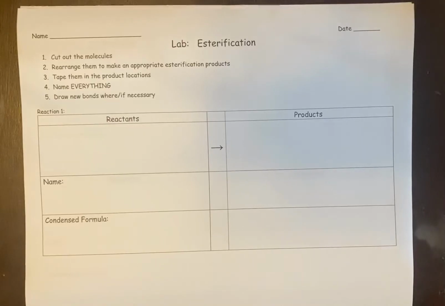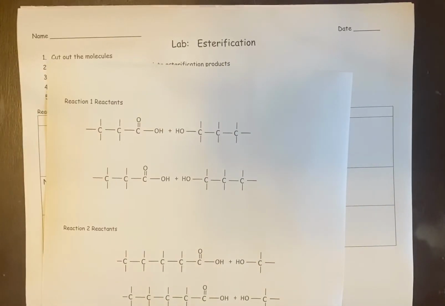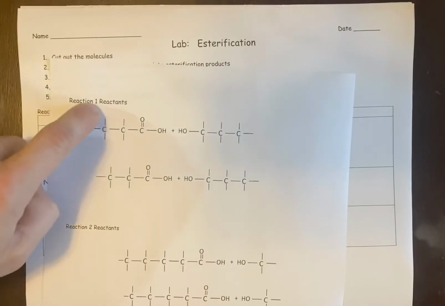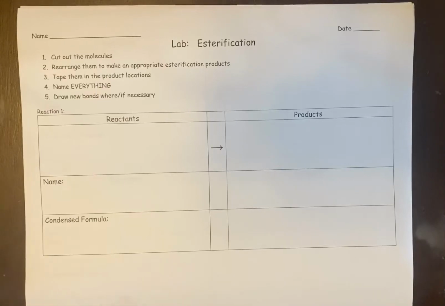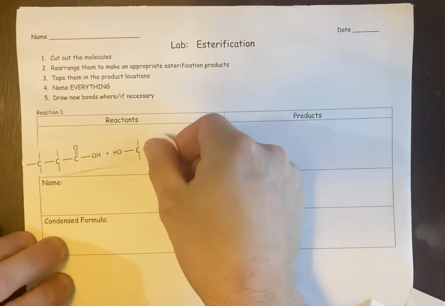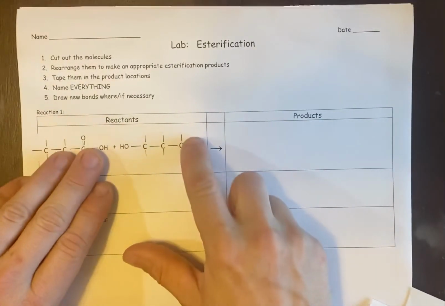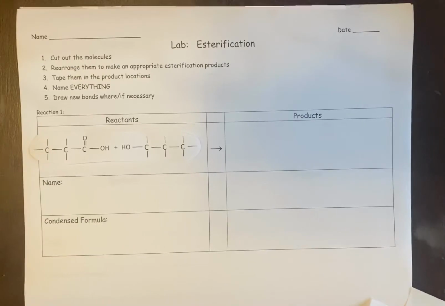So what we did instead is we have fake molecules. Here are our fake molecules, and notice for reaction 1, I have 2 of the same molecules, and there's a reason for that, which is why I'm doing this with you. What you're going to do is cut these out and tape them on where they're supposed to go. The first one goes right here because it's the reactants.